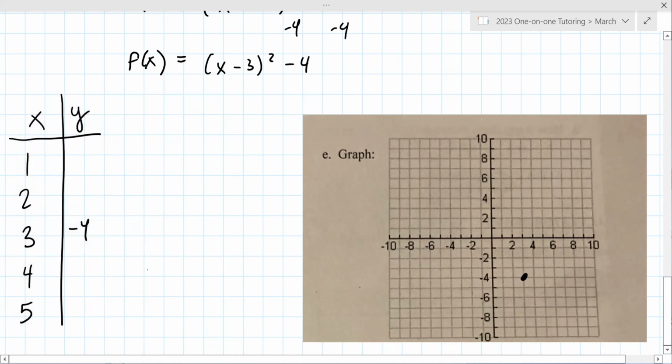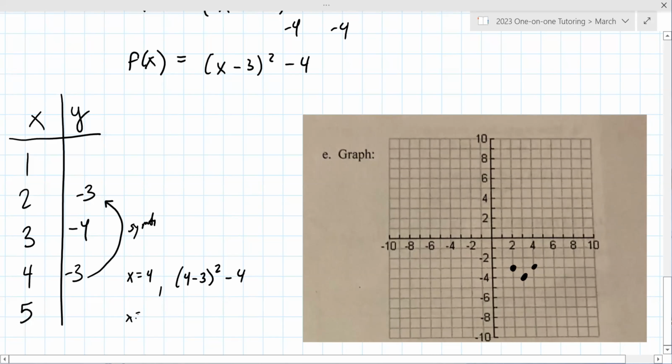So let's try x equals 4. That's 4 minus 3 squared minus 4. Just putting 4 into x. 4 minus 3 is 1. 1 squared is 1. Minus 4 is minus 3. And by symmetry, this point up here is also minus 3. And what I mean by that, if we go to graph these, 2 minus 3, 4 minus 3, they're symmetrical about that line that cuts right through the middle of the parabola there.